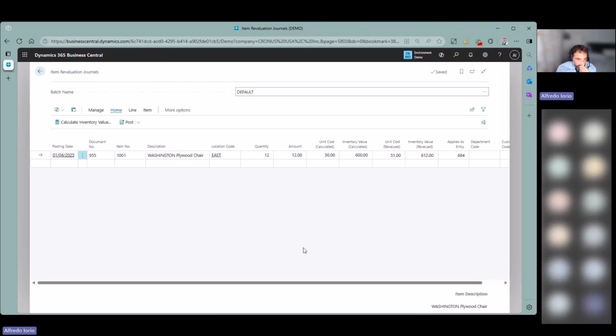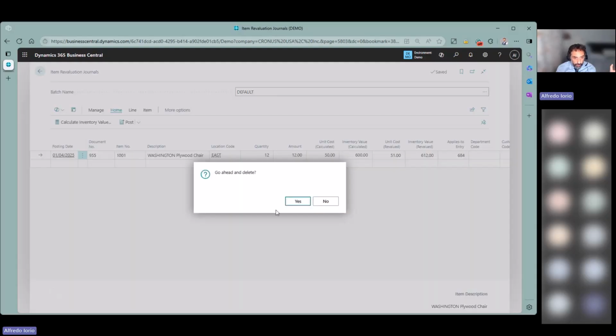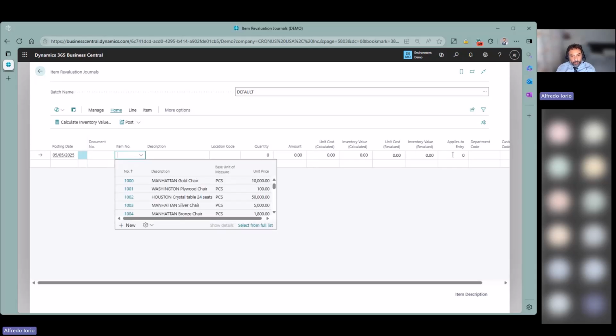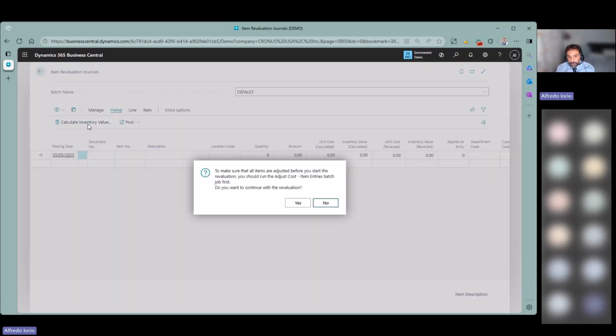This is an example that I created earlier, but I'm going to clear it. I'm going to delete it because I want to start from scratch. I want to show you how it works when you start from zero. Right, so no entries, item revaluation journal. I could key in stuff here, but really the best way to do this is to let Business Central calculate the inventory value for you.